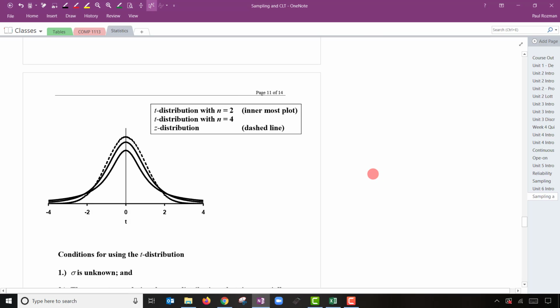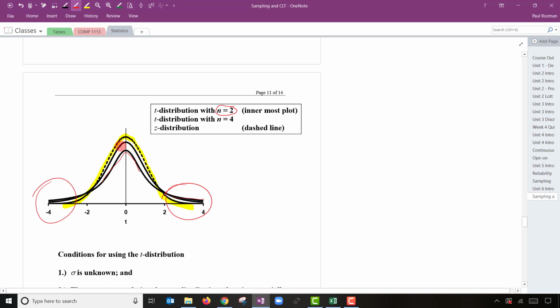I drew a couple of rough examples here. This dotted line here is your Z distribution, and the other two curves are T distributions. So you can see it's pretty similar. The difference between a Z distribution and T is pretty small. I said it depends on sample size. When n is equal to 2, like the smallest group you can have, then you have the innermost plot here. And you see it's quite a bit more spread out. There's more area in the tails.